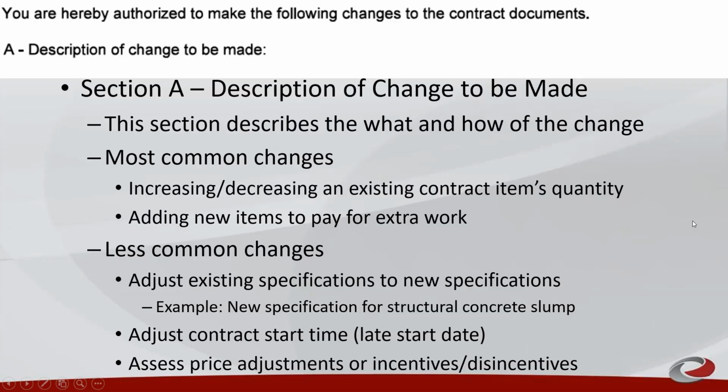Section A, description of a change to be made. This section contains a description of the change to be made. The most common changes are increasing or decreasing of an existing contract item quantity, adding a new item to pay for extra work. Some less common changes are adjusting existing specifications to a new specification, adjust the contract start time, and assess price adjustments or incentive and disincentive.